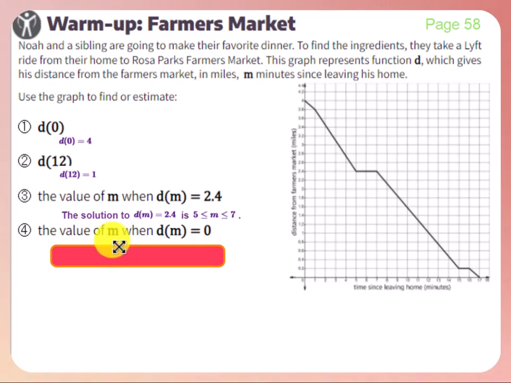All right, part 4, the value of m when D of m equals 0. So again, remember, this is our y value. So let's look at our y value. Where is y equal to 0? Not x, but y. So let's go over here. Y is 0 right here. Go across and tell me what x is. When y is 0 on the vertical axis, x is 17.